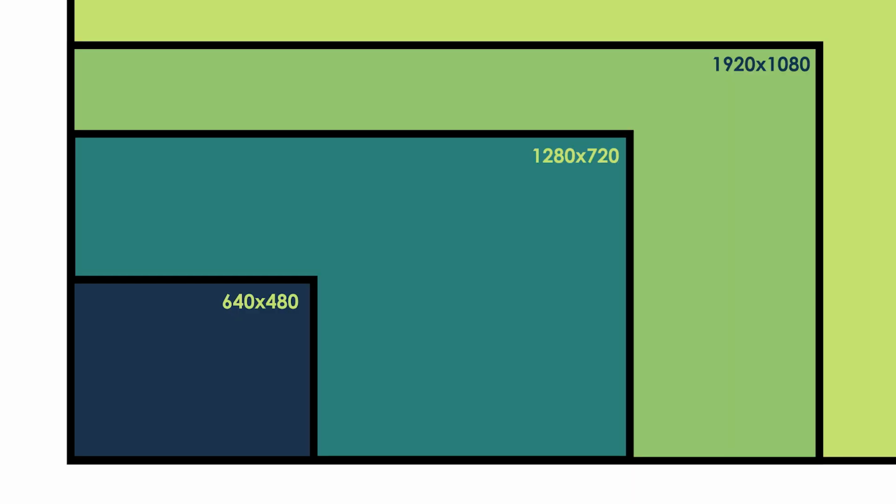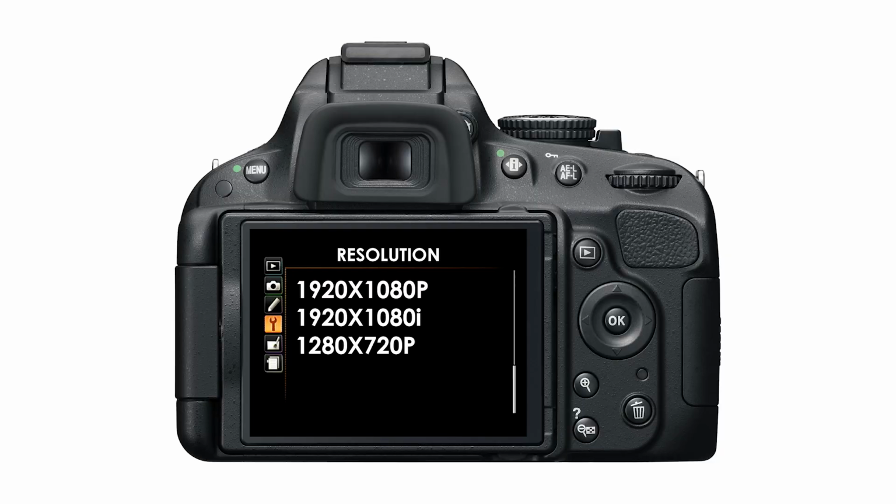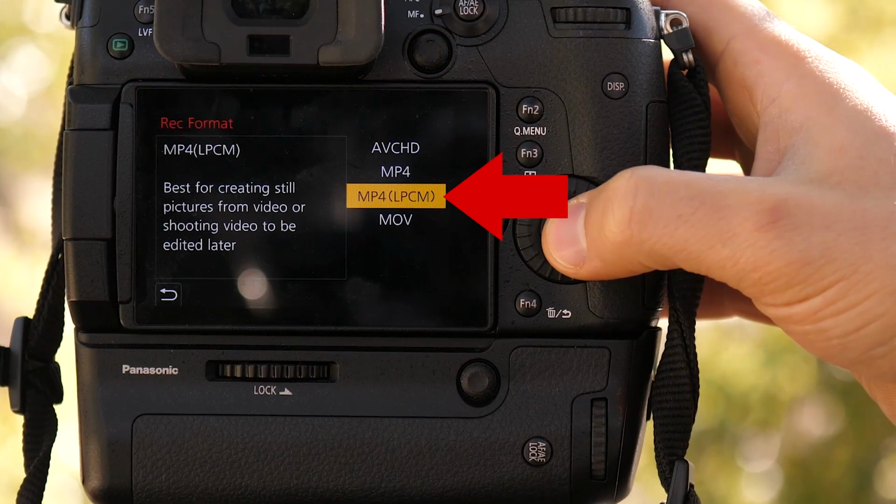So let's recap what we've learned. When it comes to resolution, you want to set your camera to the highest resolution for the highest quality video. If your camera can only shoot in 1080, that's totally fine, but make sure that if it gives you the option between 1080i and 1080p, you're going to want to choose 1080p. Next, read your camera's manual and figure out what video format you should be shooting in. We're going to be shooting in MP4.